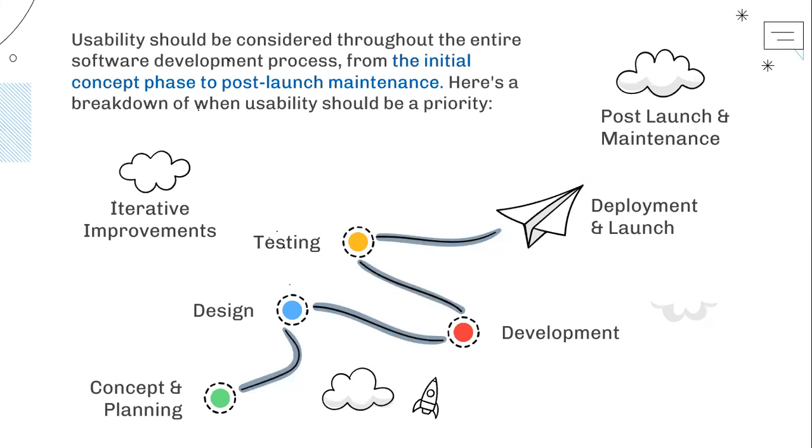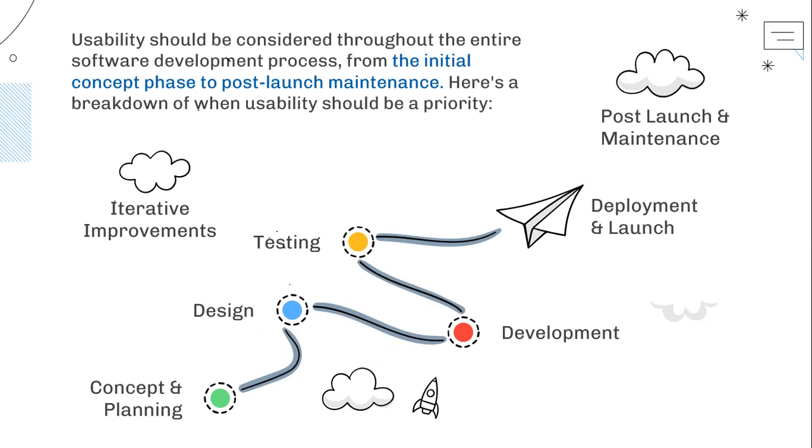Usability should be considered throughout the entire software development process, from the initial concept phase to post-launch maintenance. Here's a breakdown of when usability should be a priority. The first one is right from the beginning, during the concept and planning phase. Understanding user needs at the outset sets the foundation for a user-centric design. This phase involves conducting preliminary user research, identifying key user personas, and outlining usability requirements.